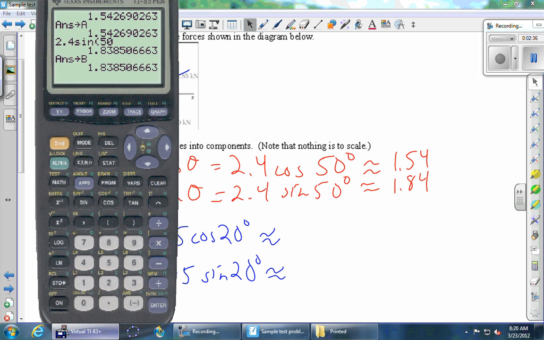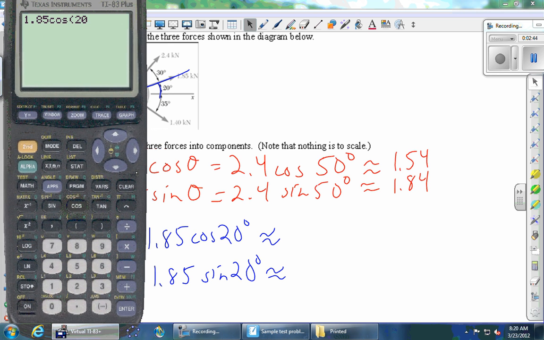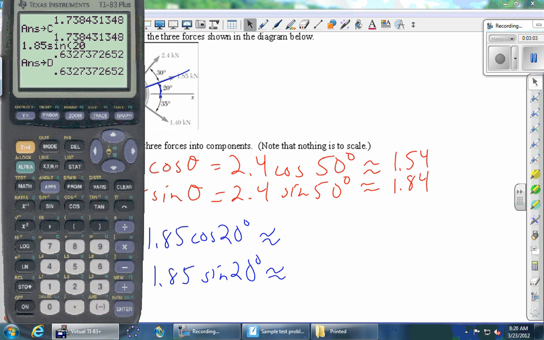So we'll type these ones in. 1.85 cosine of 20, and then we'll store that one as C. And then we'll do the same thing down here, 1.85 sine of 20, and we'll go ahead and store that one as D, alpha D. Okay, so our two numbers here are 1.74 and 0.63.